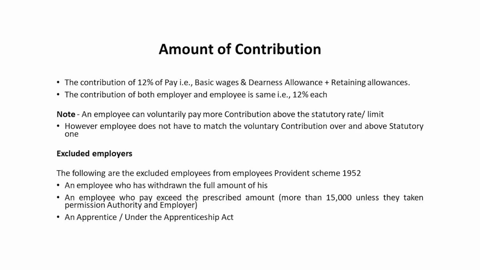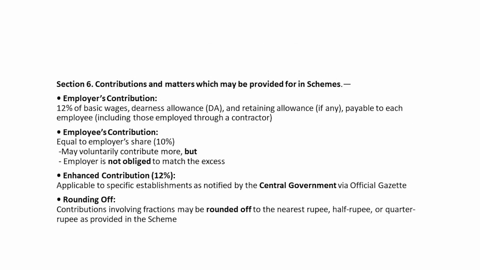So for the amount of contribution, we have excluded employees, those who have been excluded from the employee provident fund, and an employee who has withdrawn the full amount. If someone has withdrawn the full amount, then he will not be entitled. An employee who exceeds the prescribed amount, say more than 15,000, can be excluded, unless the person has taken permission from the authority and the employer. And as discussed earlier, the apprentice or trainee will not be covered if the person is getting the benefit under the Apprenticeship Act. So this was regarding the amount of contribution.